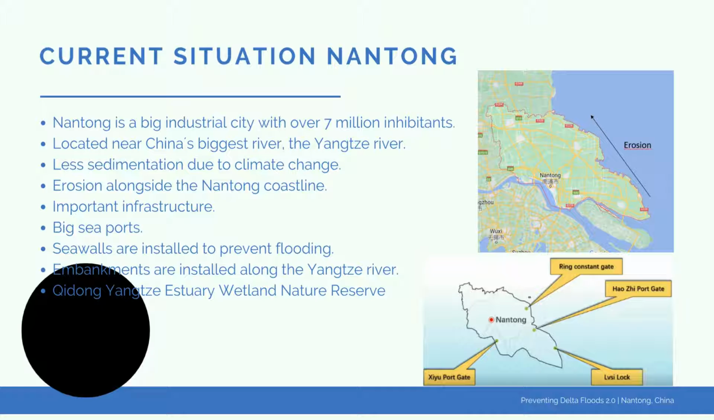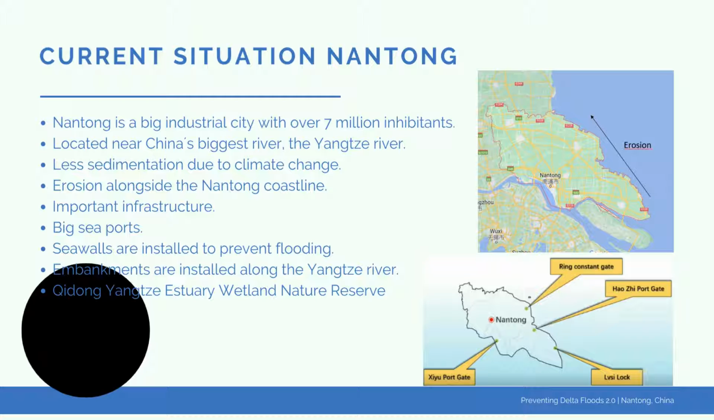Nantong is a big industrial city with over 7 million inhabitants. The city is located near China's biggest river, the Yangtze River. Due to climate change, there is less sedimentation from the river and there is more erosion alongside the Nantong coastline. The city is provided with important infrastructure and big seaports. There are seawalls installed at the beach to prevent flooding. Also, there are embankments installed alongside the Yangtze River.